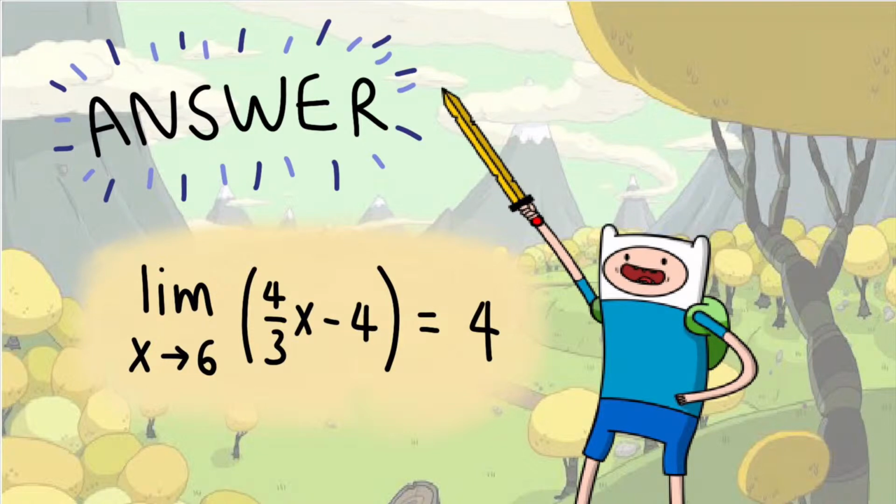Therefore, the answer to example 1 would be written like this. The limit of 4 over 3x minus 4 as x approaches 6 is equal to 4.